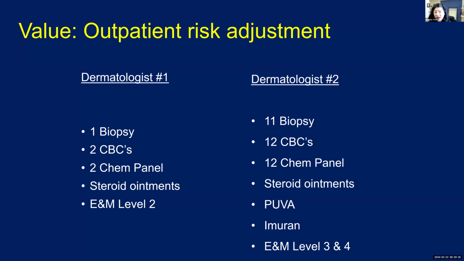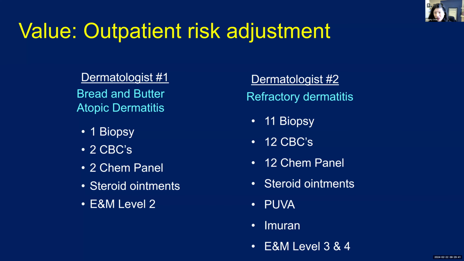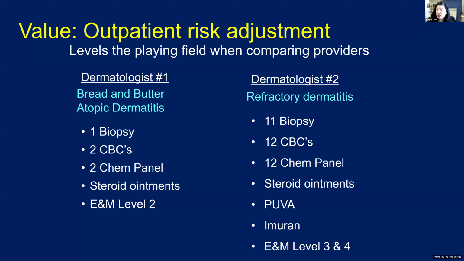So I would say that for those of you who picked one or the other, you actually don't have all the information. There are two different populations that are coming in. One might be more bread and butter, and one might be much more refractory because they've already seen 3 other dermatologists. So really, you are comparing apples and oranges here. And what we need to do is to level the playing field when we're comparing our provider types. So to do that, we should do something called risk adjustment.